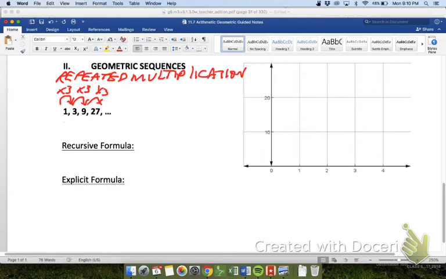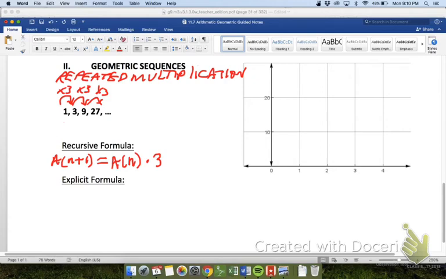So we can see we have this repeated multiplication. Okay. Now, I think that writing the recursive formula is actually a little bit easier than writing the explicit formula. But let's start with the recursive. So the recursive formula here would be, okay, we're always going to start with the next term in the sequence. So we say the a of n plus 1 term in the sequence will equal the previous term, a of n. And then what are we doing? We're multiplying it by 3.